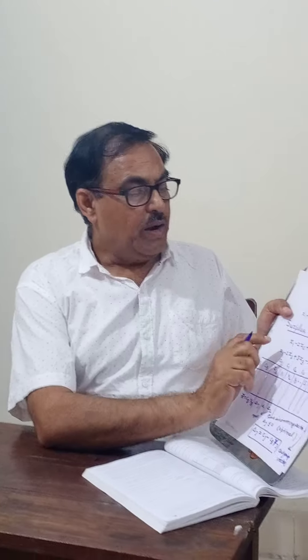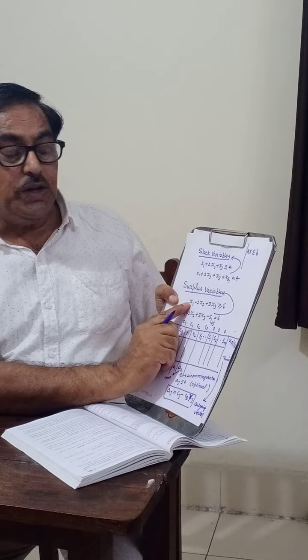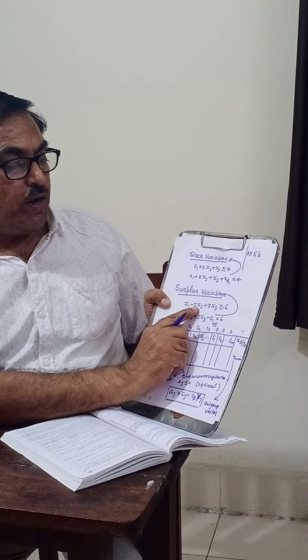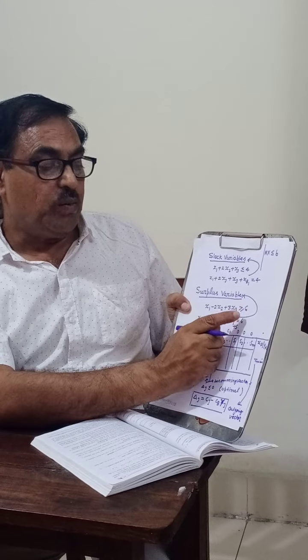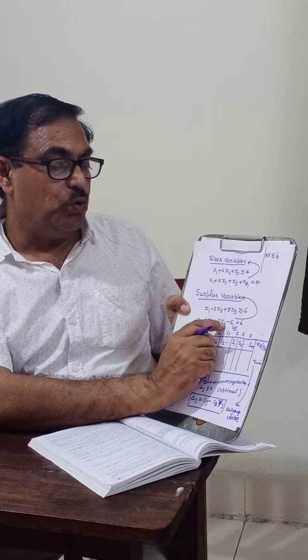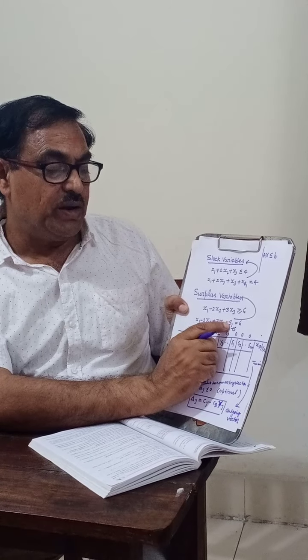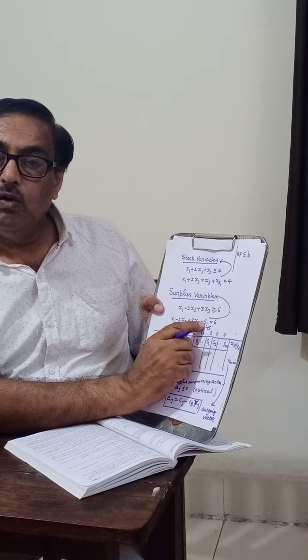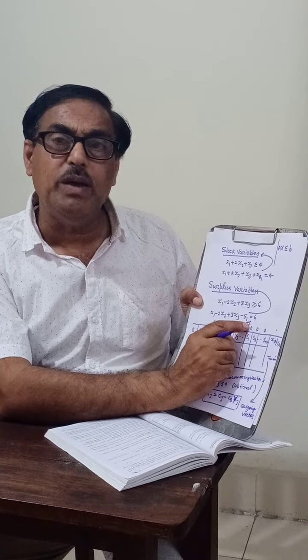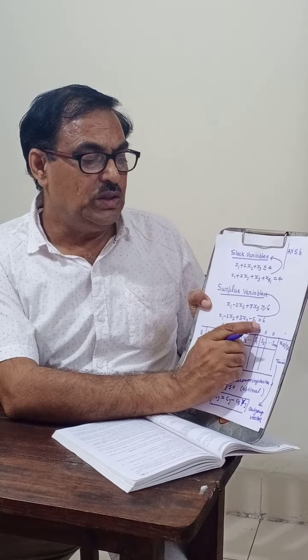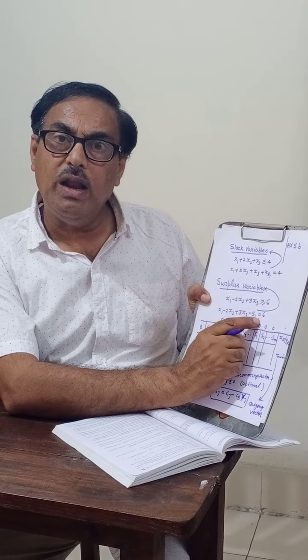Here I have told you that if the inequality is x1 minus 2x2 plus 3x3 greater or equal to 6, to convert it into equality, we introduce a surplus variable minus s1, and to form a basis, we introduce another variable s. This s variable is called artificial variable.